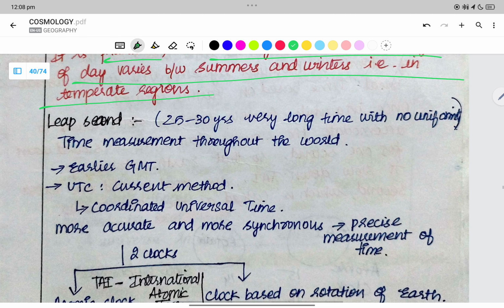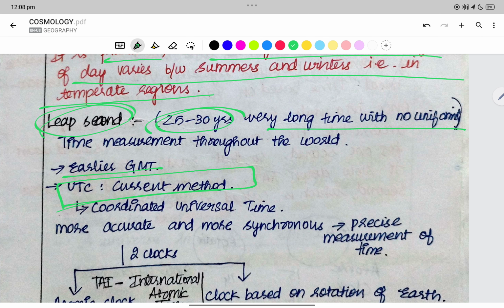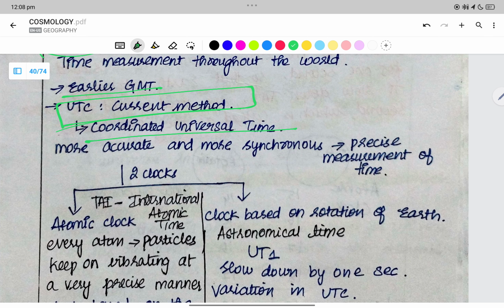Leap seconds: every 25 to 30 years, a very long time with no uniformity. Time measurement throughout the earth. Earlier we had Greenwich Mean Time. Now we have UTC, the current method, coordinated universal time, because we are using atomic clocks, which are more accurate and more synchronous, a precise measurement of time.